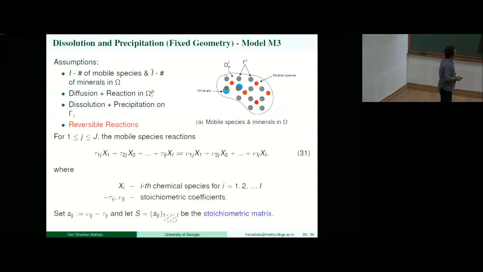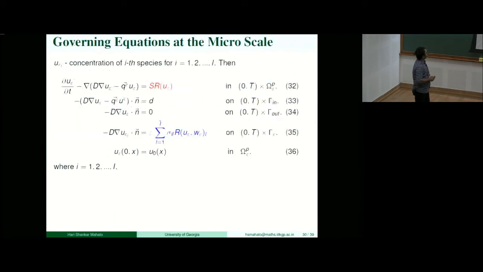So like before, our reversible reaction for the mobile species will look like this, based on which we can model the diffusion reaction. We can model the governing equation for the mobile species. So in this case, it will be similar as before. We also included the advection term, and SRU epsilon is the reaction rate term as before.